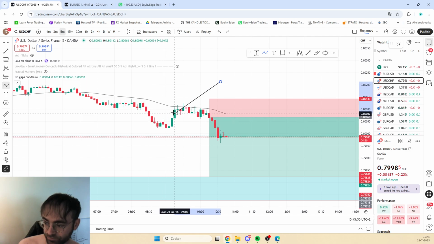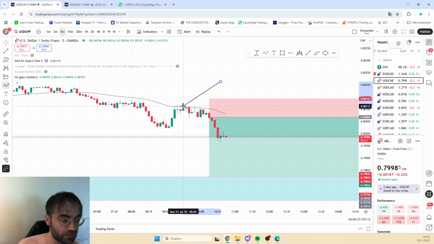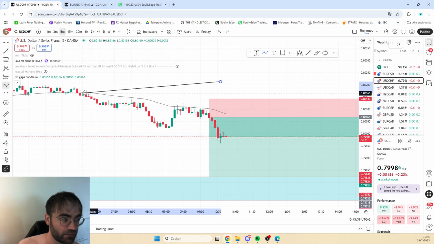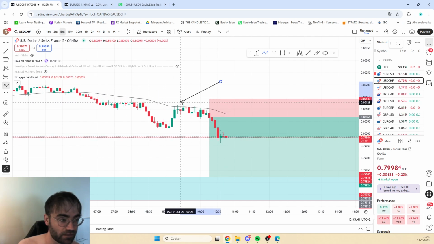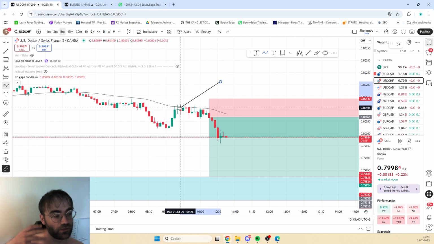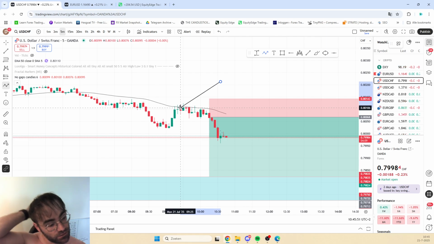At first, it's testing the 50 EMA here, right? The 50 EMA, I highly recommend you trying it out. It's very strong in my opinion. A lot of people use it. So if a lot of people use it, a lot of people see it as resistance or support, you know? So it's a very well used or very highly used EMA.